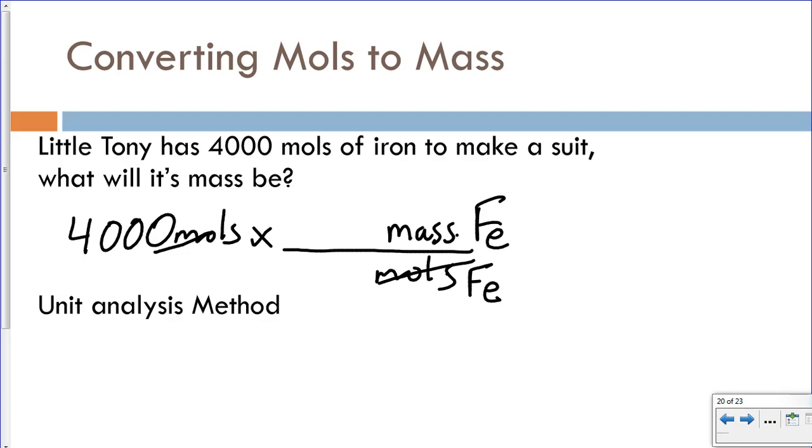Now, iron can show up by himself, so I can go to the periodic table and I can just read it out as 55.85 grams per mole. But which side do I put the 55.85 on? Guys, molar mass is always the number of grams per 1 mole. So the table says 55.85 grams. Now if I pick up my calculator, I take 4,000 and I multiply it by 55.85.